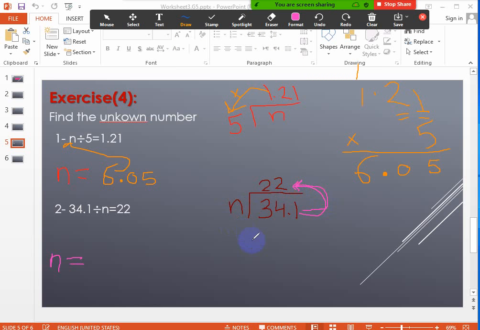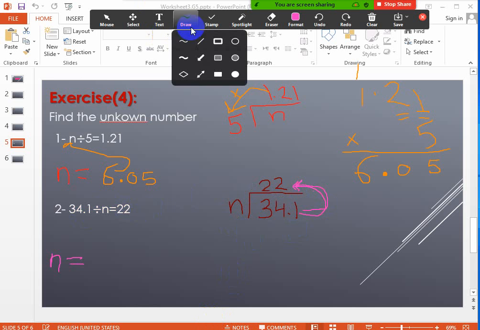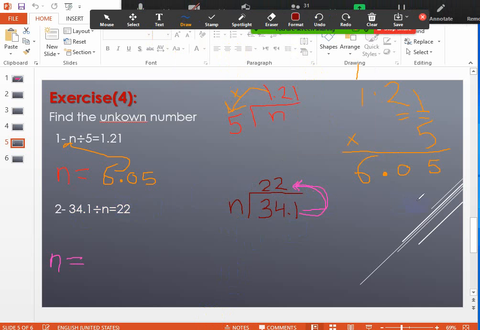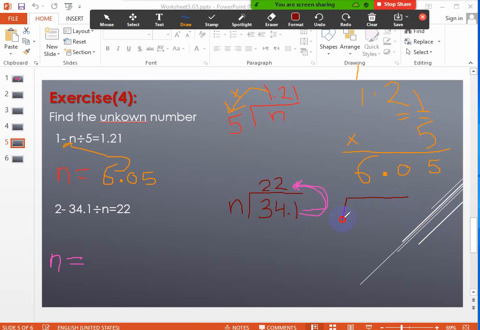You have to save that. Please save those strategies because you will use them. That means I will divide this number by, let's divide. I will write it here: 34.1 divided by 22.